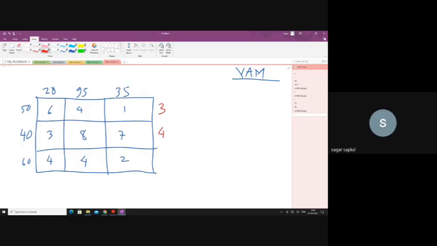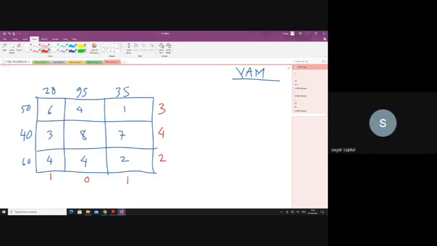Okay, similarly for the third row, 4 minus 2, it is 2. Similarly for columns, first column, 4 minus 3, 1. Then similarly for the second column, 4 minus 4, 0. Next, 2 minus 1, 1. Is this much clear to you?